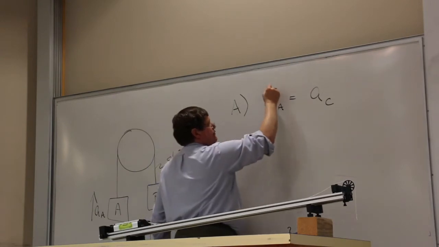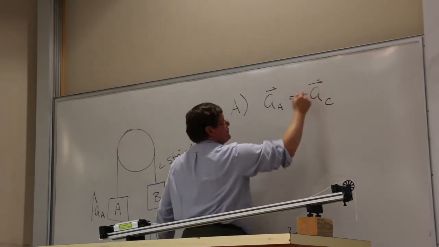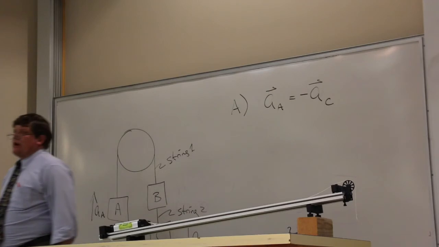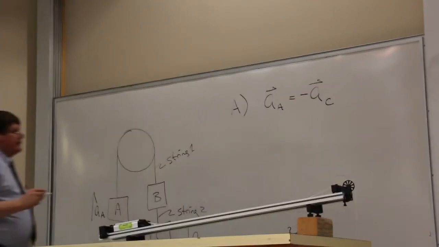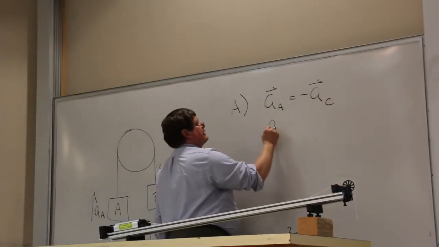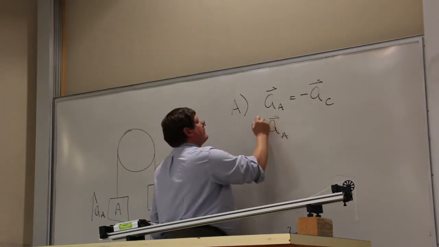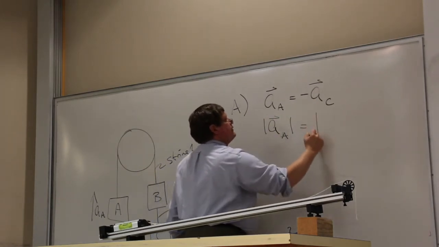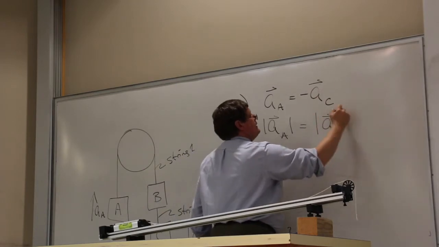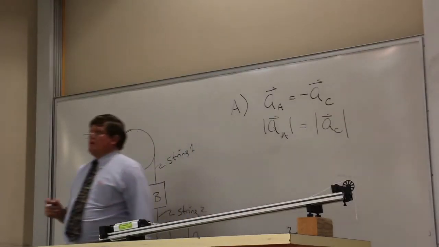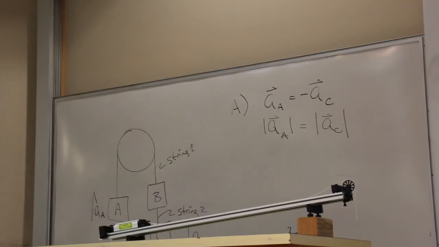Now, if I write those as vectors, I need a minus sign there, because they're the same magnitude but in opposite directions. Or I could write that as the acceleration of A magnitude is equal to the acceleration of C magnitude. And that's because they're moving together. When A goes up an inch, C goes down an inch.